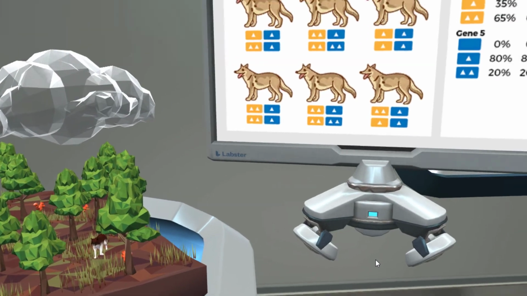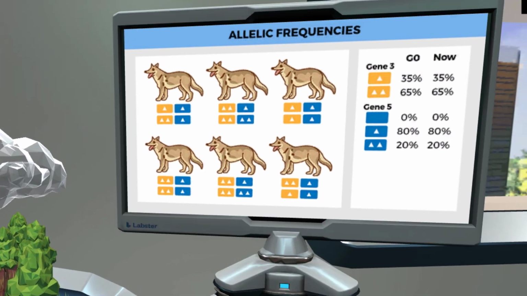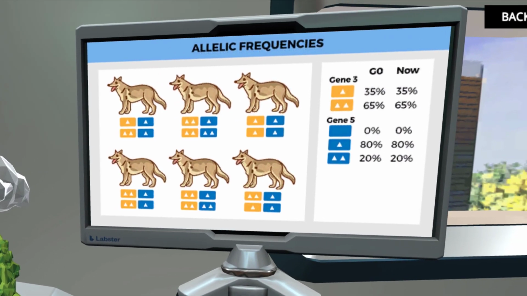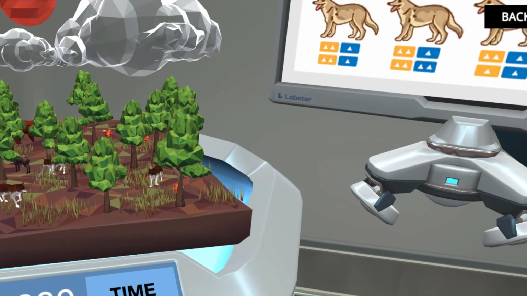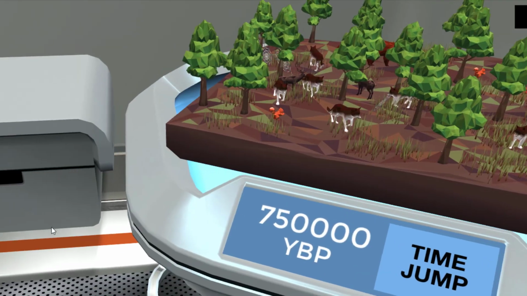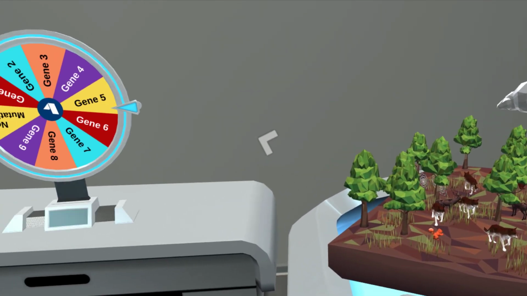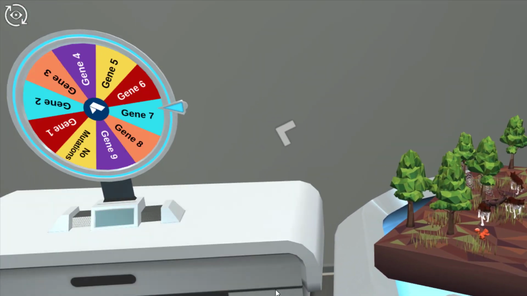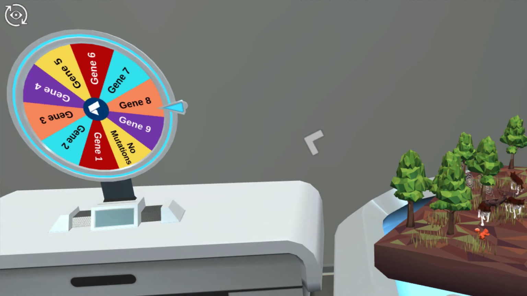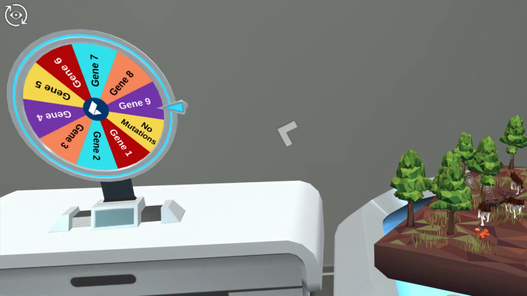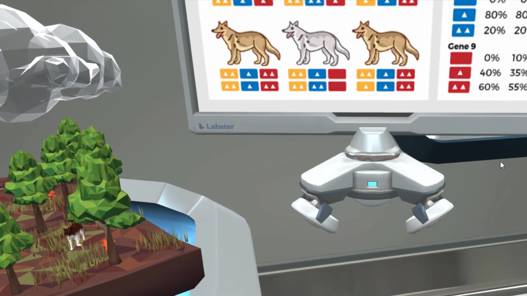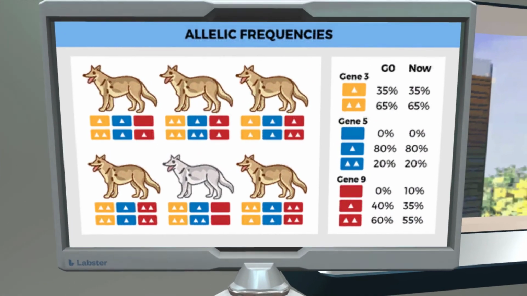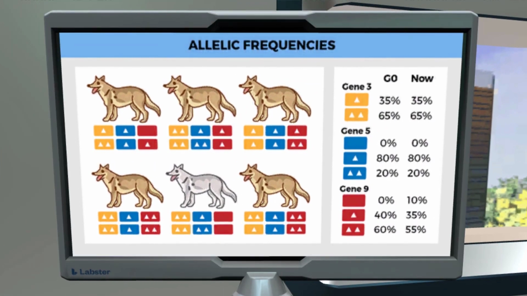Where multiple neutral alleles of a gene exist, genetic drift generally results in one version becoming dominant and all others being lost. Let's spin that wheel one more time and induce another mutation in the canids. Spin the gene wheel to make a random genetic impact. Awesome, you got gene 9. Let's explore its impact on the colony. Check out the canids and their data.